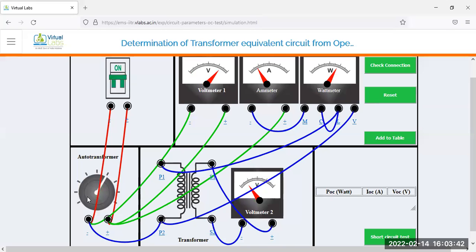So you may find here the reflection of the autotransformer. All the instrument readings are showing some deflection. That means they indicate some voltage value, some current value, and some wattmeter value. But you cannot read them out because the scale is not mentioned here. So this is your automatic voltmeter, ammeter and wattmeter. If you click on this point, that means add to table, then you will get the voltmeter, ammeter, and wattmeter readings here in table form, whatever at this point.